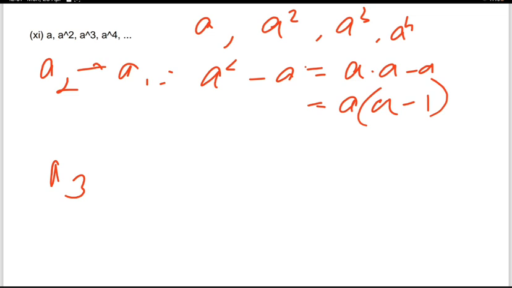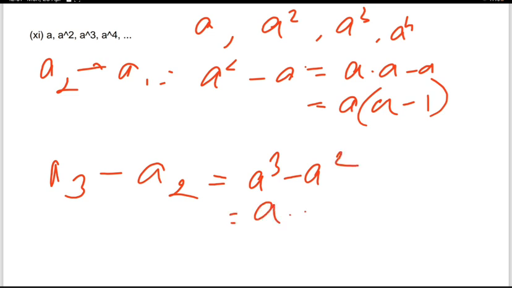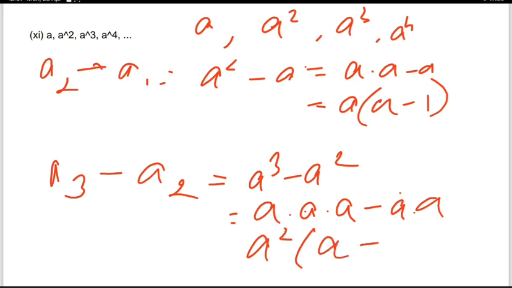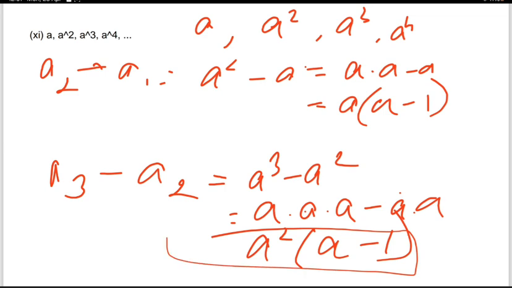If you take a3 minus a2, that is a cube minus a square. So a square is common, a square into a minus 1. Okay, so this common difference and that common difference both are not the same, so it does not form an AP. So let's go to the next one.